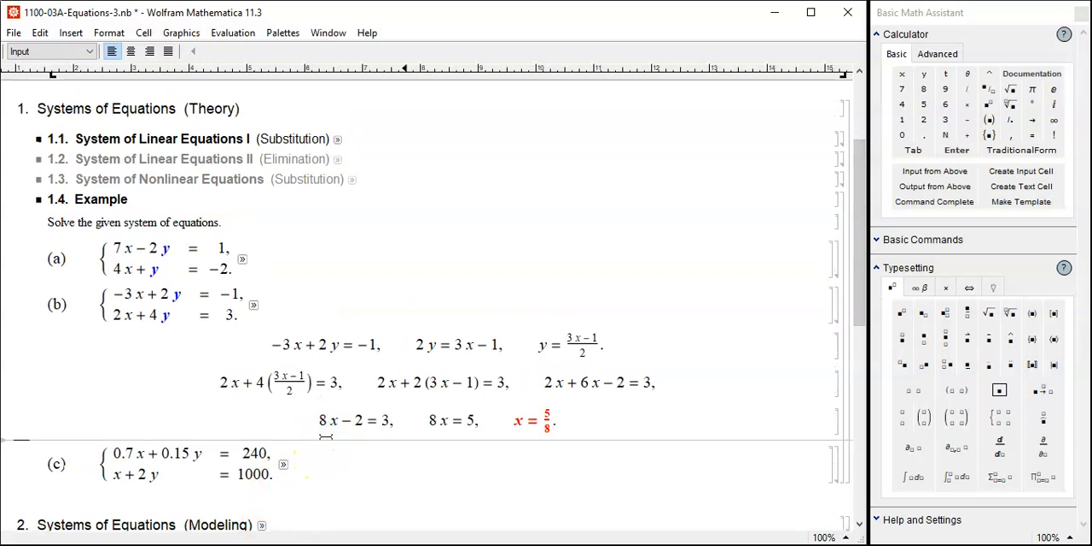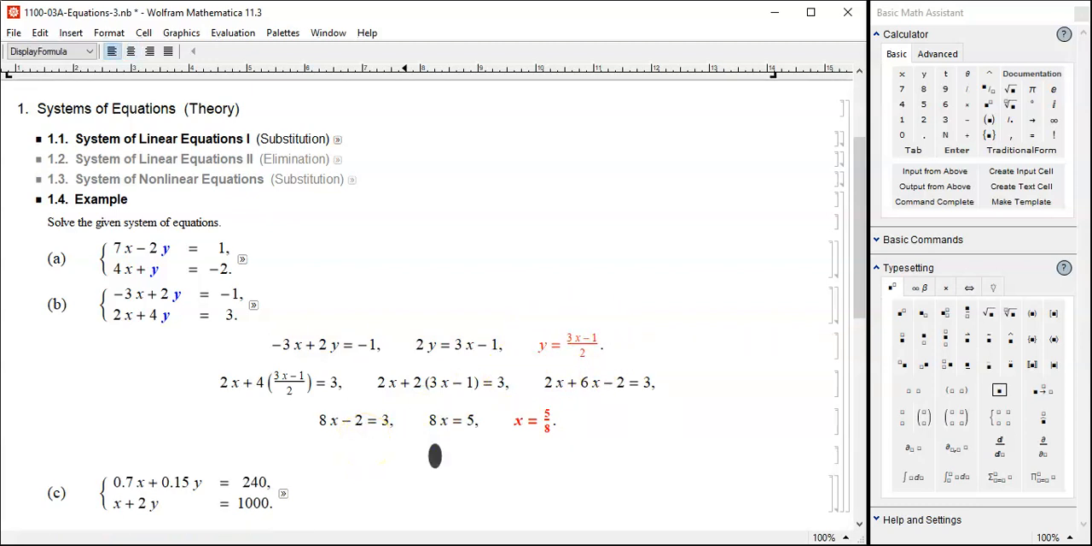Let's substitute this 5/8 into anywhere. I can put it into the first equation or second equation, but in my opinion, this is the best. Any equation will do as long as it has both x and y in there, but this one is solved already in terms of y, so let's do it this way. y equals (3x minus 1) over 2. And then let's substitute it. In place of this x here, substitute 5/8 in there.